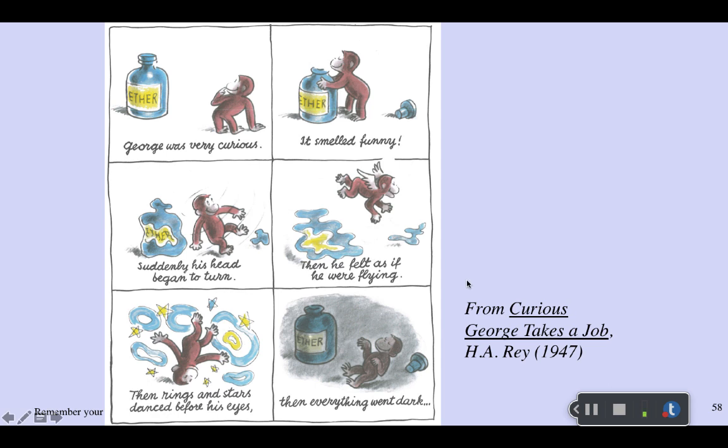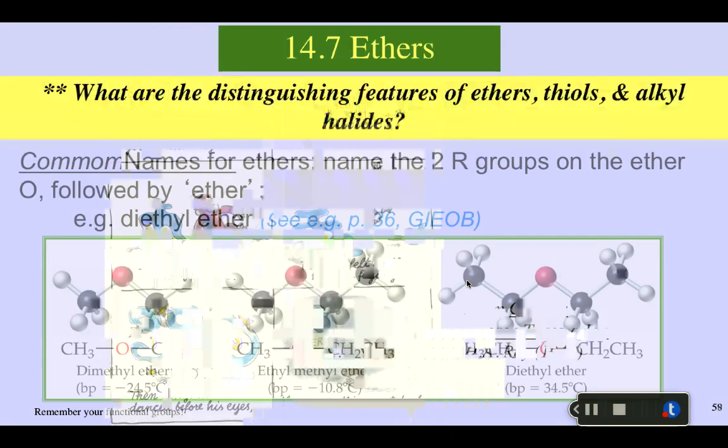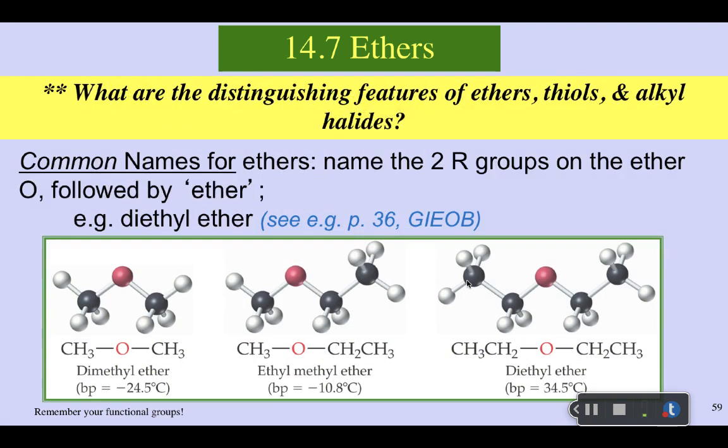So this, from 1947, is an example of how ethers have historically been used as anesthesia. Well, we'll talk about why that may or may not be the case so much now. It's not. Ethers are the other one of the compounds in this chapter that have oxygens in them, and their distinguishing features and names we need to discuss. The common names for ethers are going to use the names of the two R groups, in other words, the carbon groups on that ether oxygen, followed by the last name of ether.